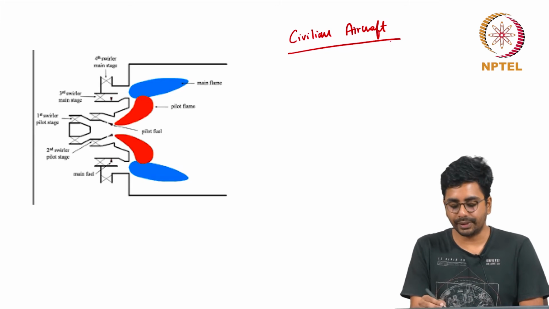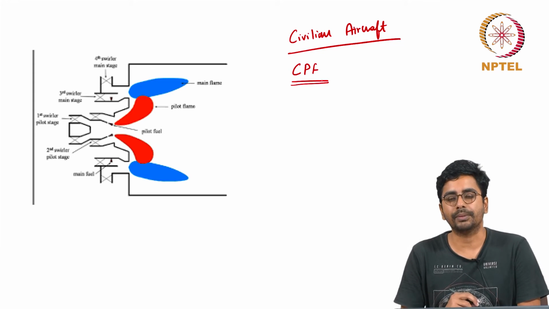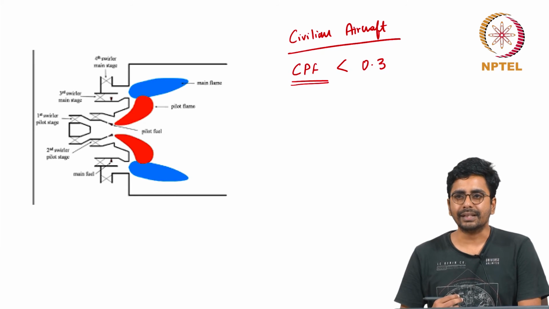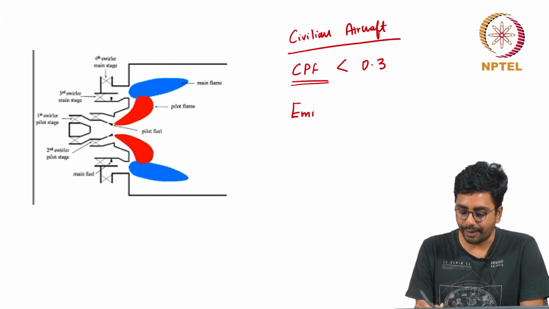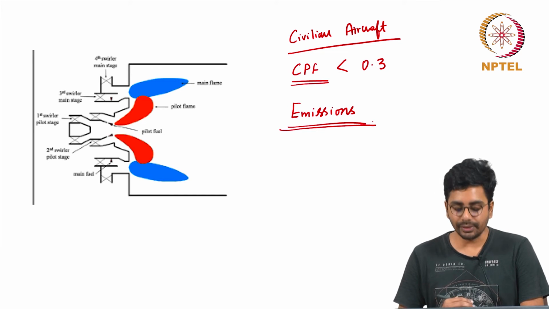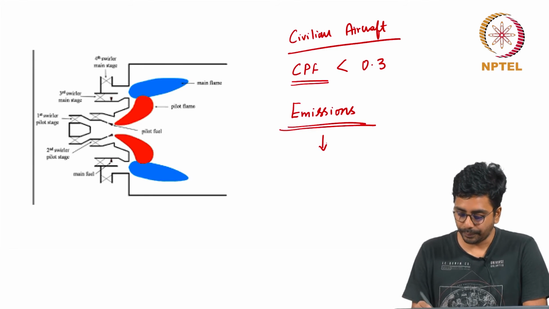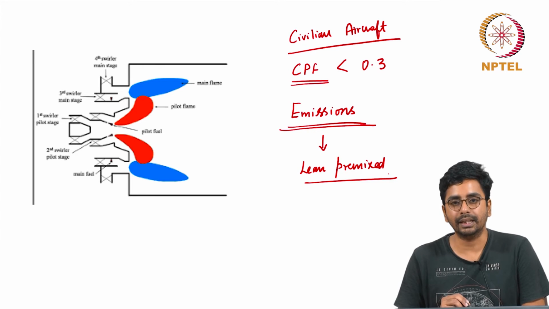In addition to the circumferential pattern factor, okay, again here there is a turbine downstream of the combustion chamber, and therefore the circumferential pattern factor has to be low, but the design is not so much limited by this as much as the desire to have low emissions. Okay. The ever increasing stringency of the emission norms has led to adoption of lean premixed combustion systems for primary gas turbine engines.